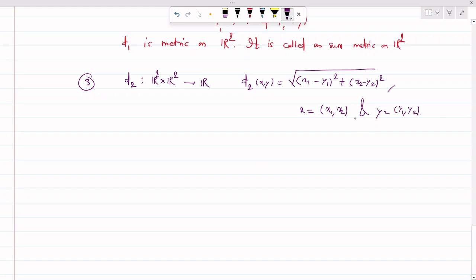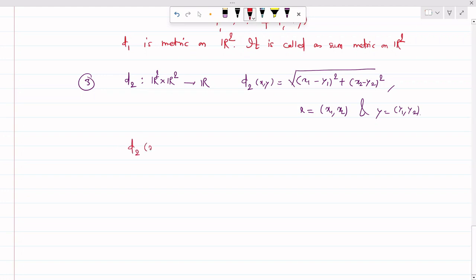Okay, now let's try to verify that d2 is a metric. The very first situation we can easily find that since we are dealing with squares, x1 minus y1 square is non-negative, whatever x1 and y1 are, and x2 minus y2 square will also be non-negative, so that addition is non-negative. And square root of a non-negative number is non-negative whenever it exists. So that's why we can easily find that d2 of x comma y is a non-negative number. So let's try to establish the remaining facts.